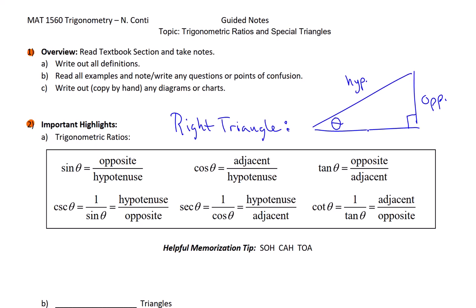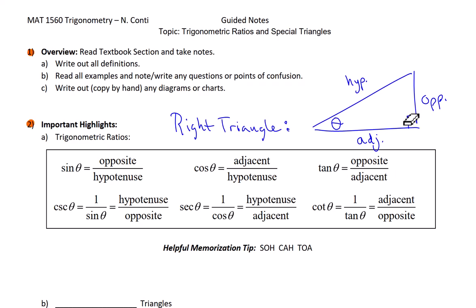Then the only other side shown, the one that would be next to theta but not labeled, would be the adjacent side. Adjacent is a word that simply means next to or touching, and so adjacent to angle theta, or touching it, you have the adjacent side. And you'll notice that that would all change if I change where theta is.